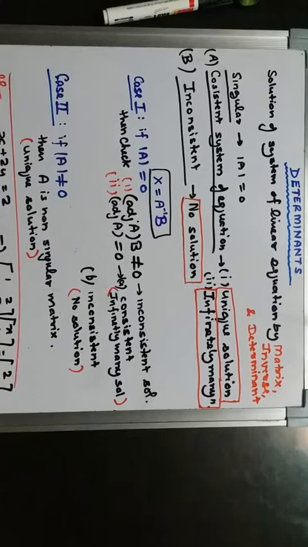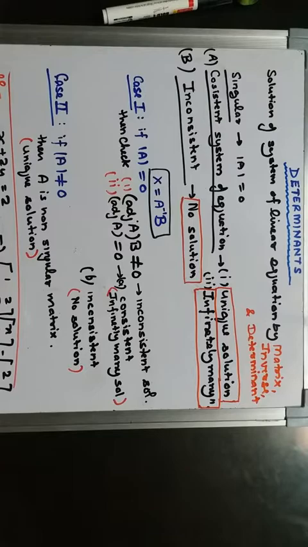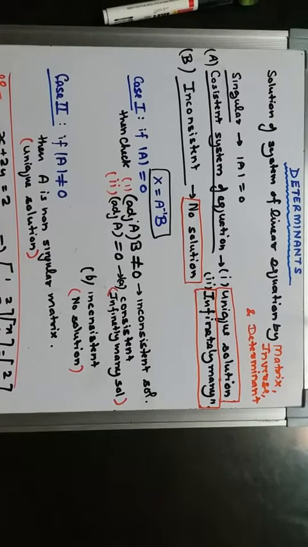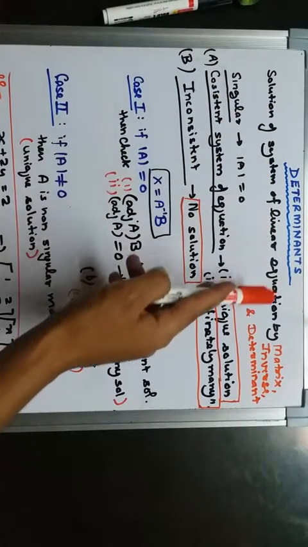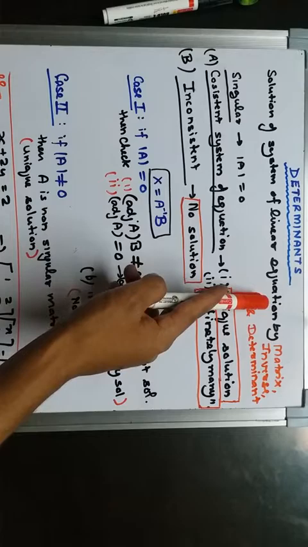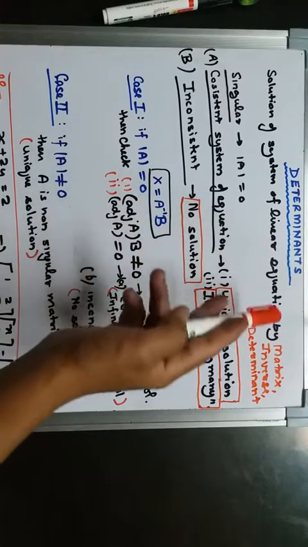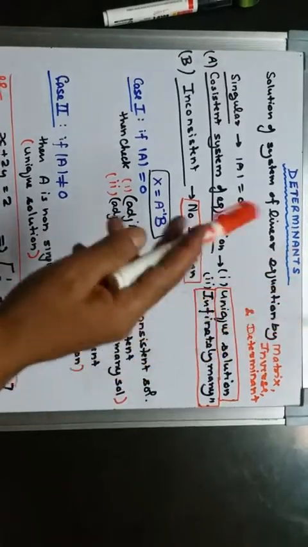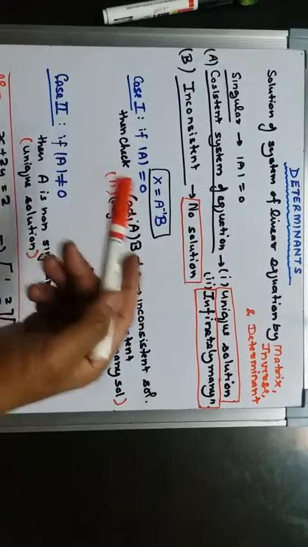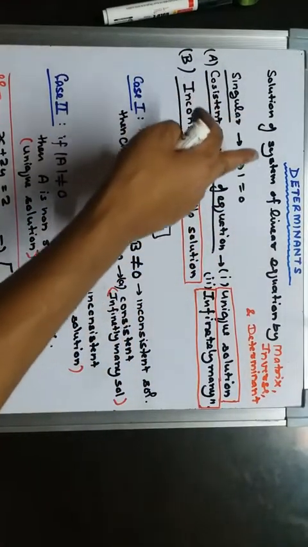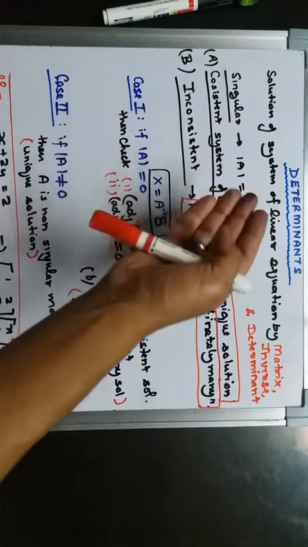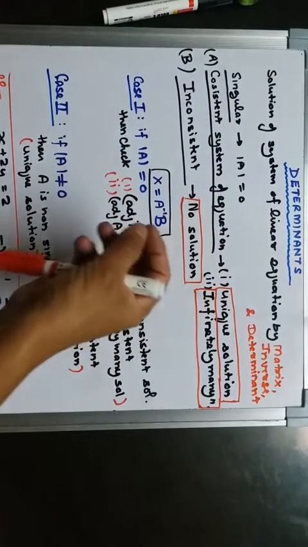Now this is the last exercise of the chapter on determinants. In this exercise, we are discussing how to find the solution of a system of linear equations. We have discussed in classes 8 and 9 how to solve linear equations by the simultaneous method and the substitution method.